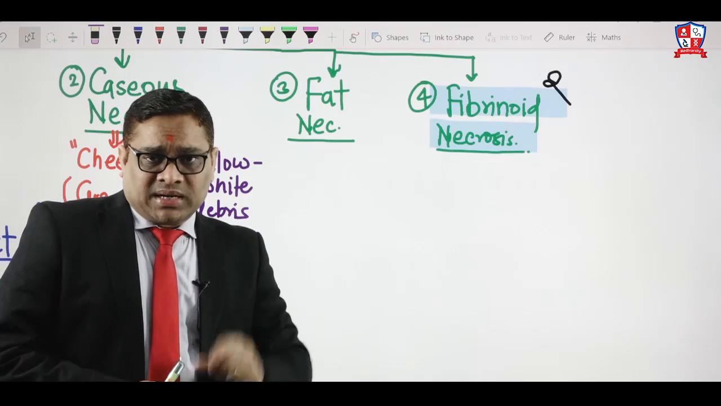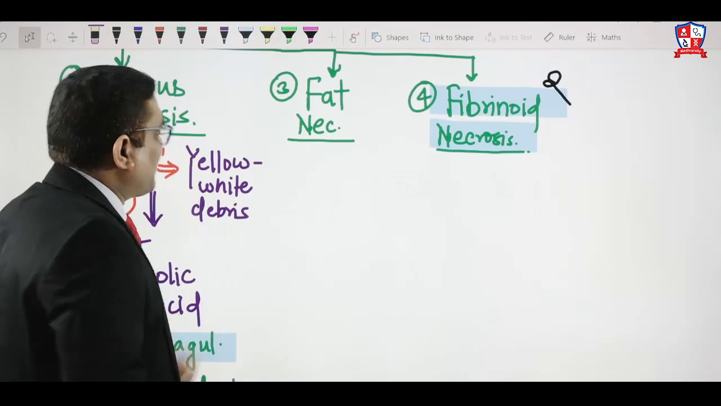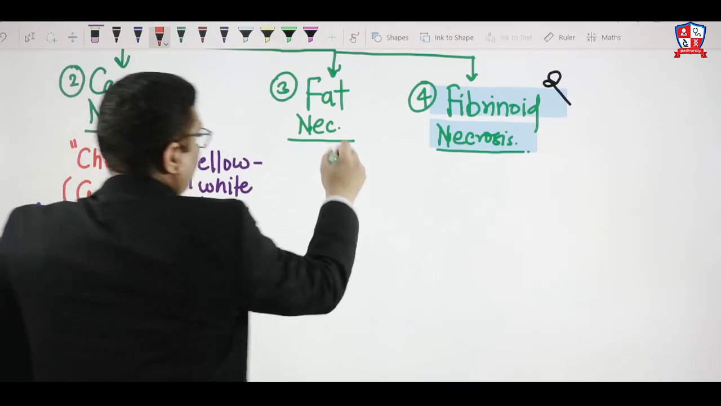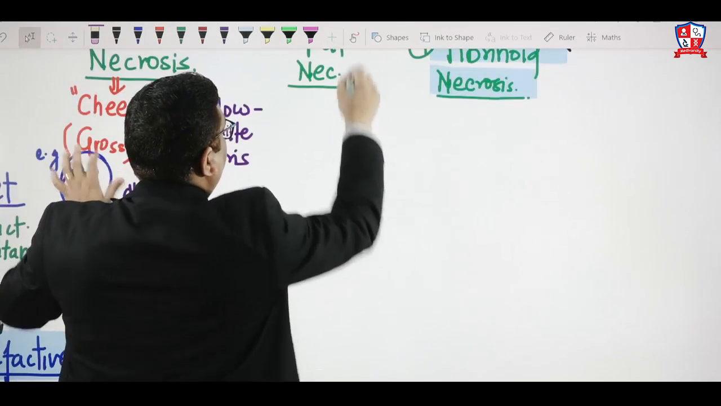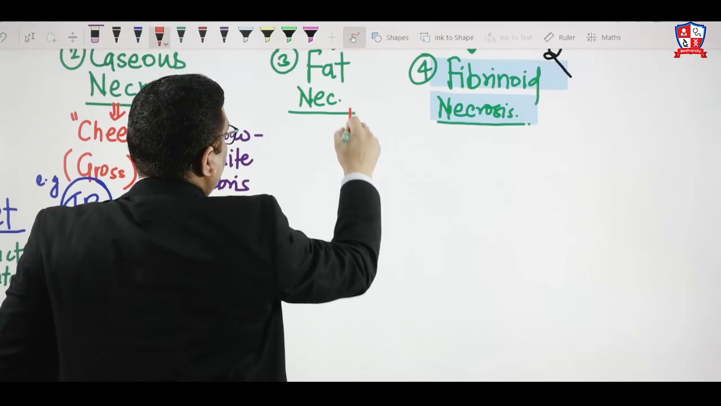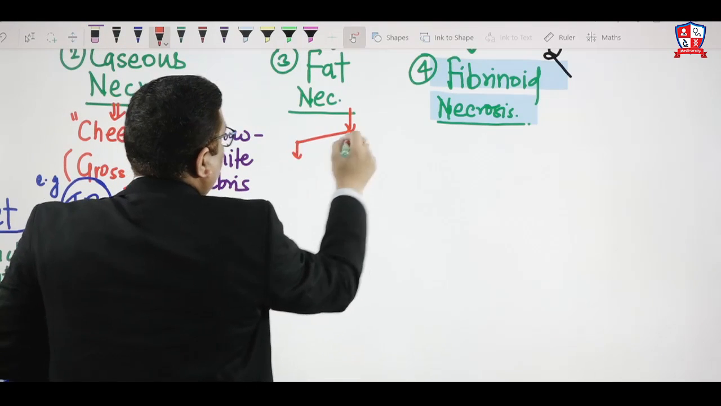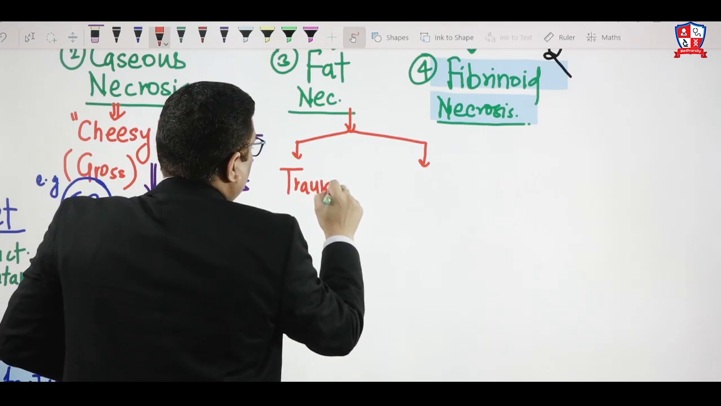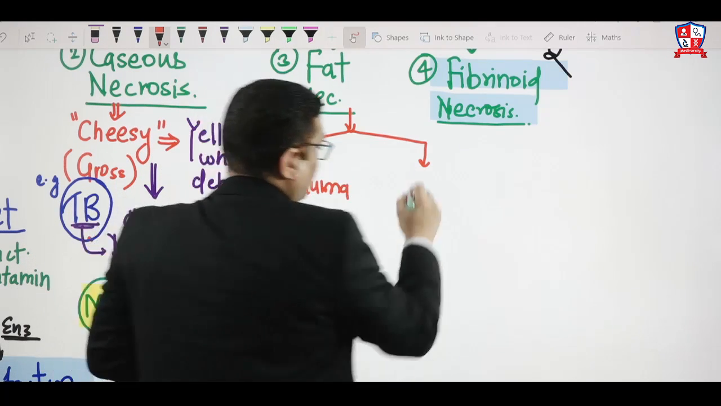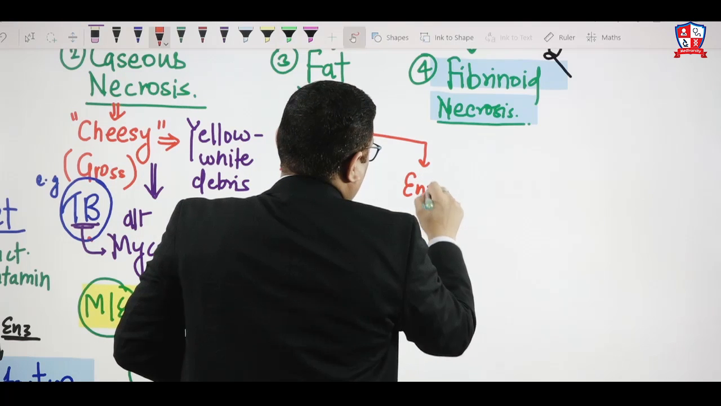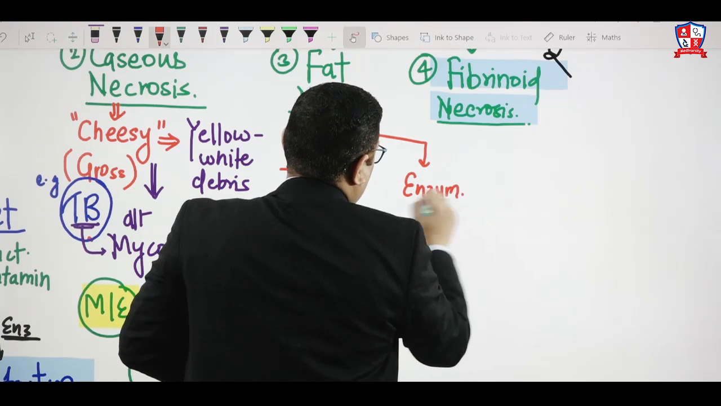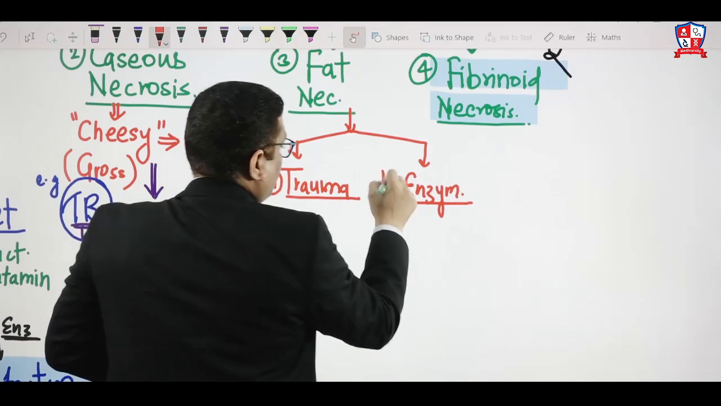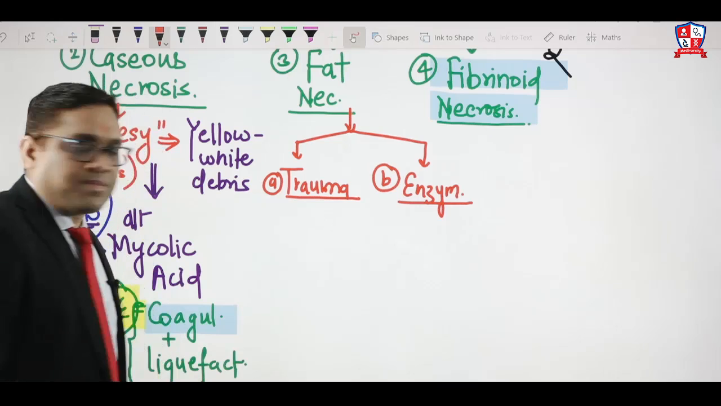So that was the question. The diagram was asked in the exam. What is fat necrosis? Fatty tissue will be having necrosis. So in fat necrosis, what do we need to understand? Fat necrosis can be of two types. It may be because of trauma, or it may be because of enzymatic activity.